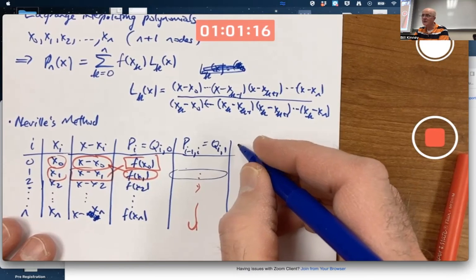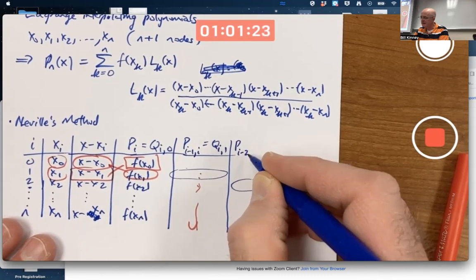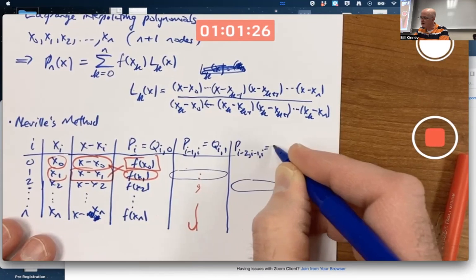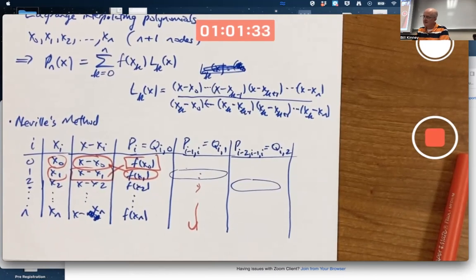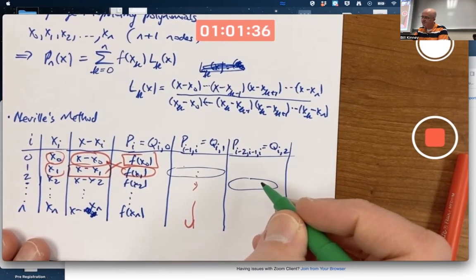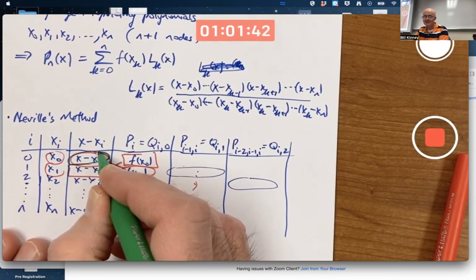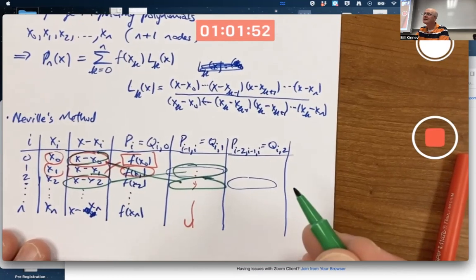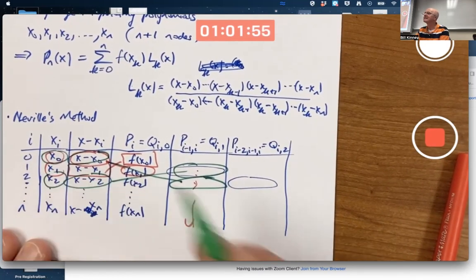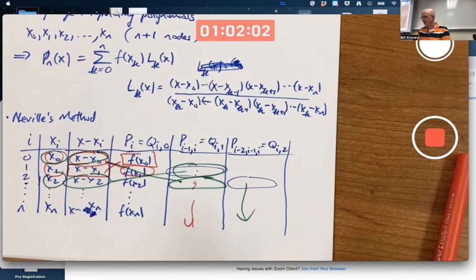Next column is going to be second degree quadratic approximations, starting right here. The labeling would be p sub i minus 2, i minus 1, i, or q sub i comma 2. And for this one, always start up here, do that times that minus this times this, all divided by this minus that. And then copy and paste down. And then similar for the other ones. Good. Third degree, then fourth degree.